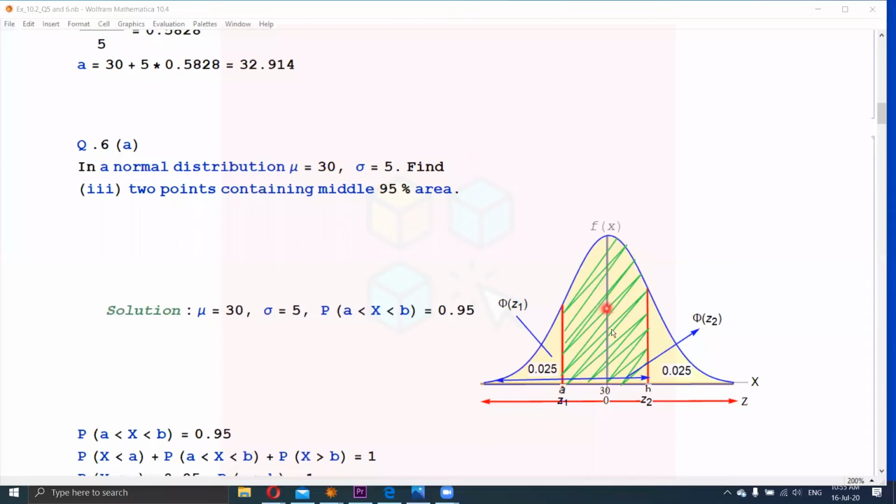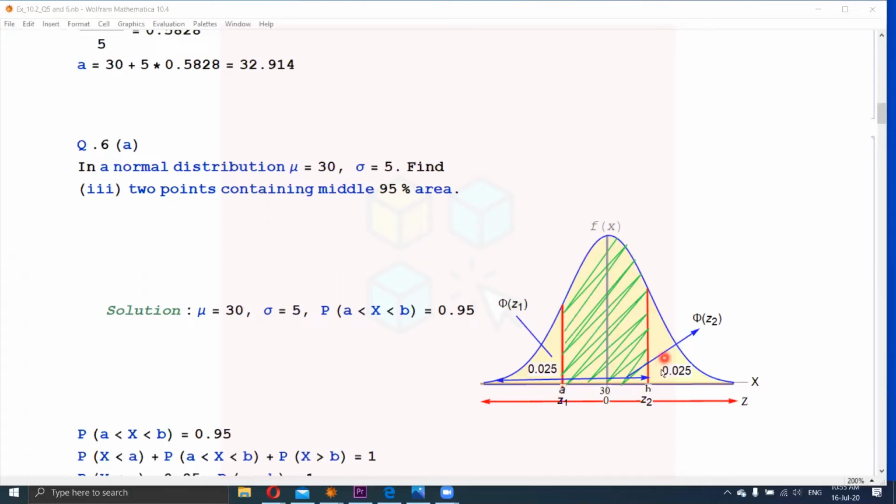So this is the 0.95 area, and beyond this shaded area, we have 5% area which is on both tails. Half of the 5% is on the left tail, and half of the 5% is on the right tail, which is equal to 0.025 on each side. We have the table of phi of Z1 for the area 0.025 on the left side, and we can get the value of Z1, and correspondingly we can calculate the value of A.